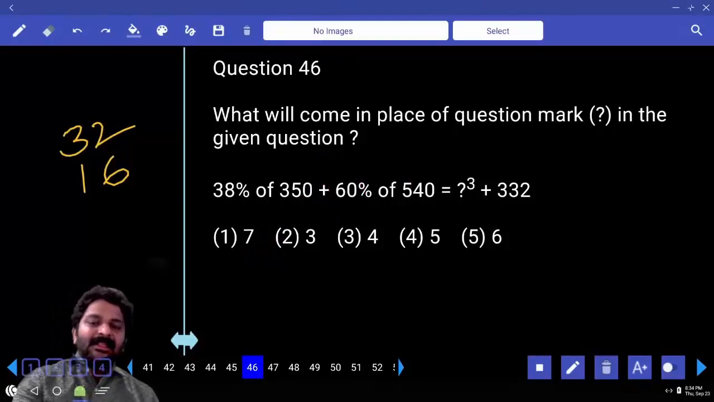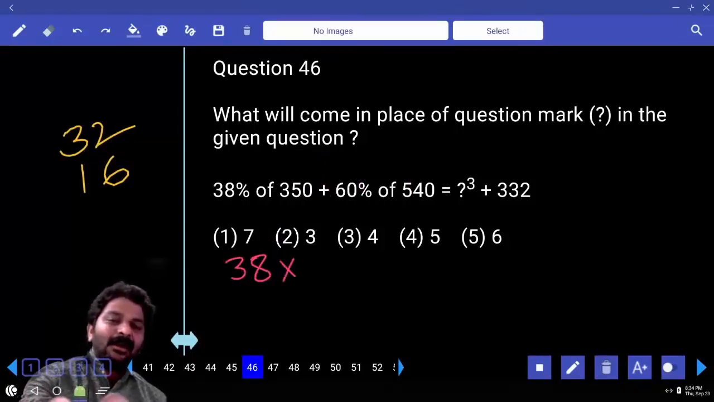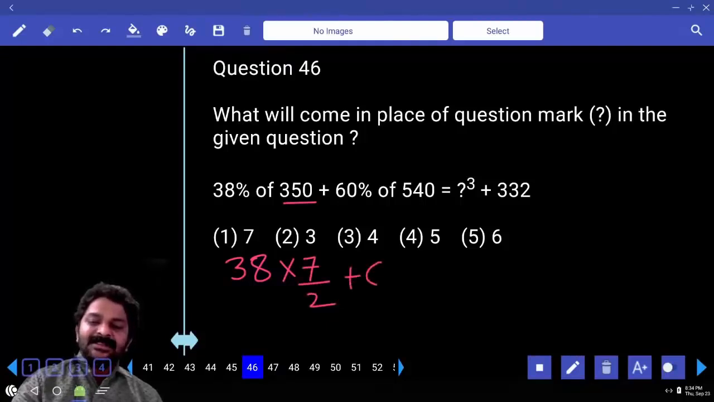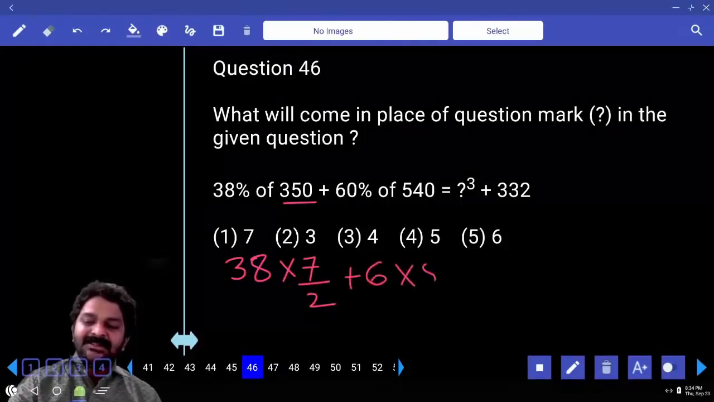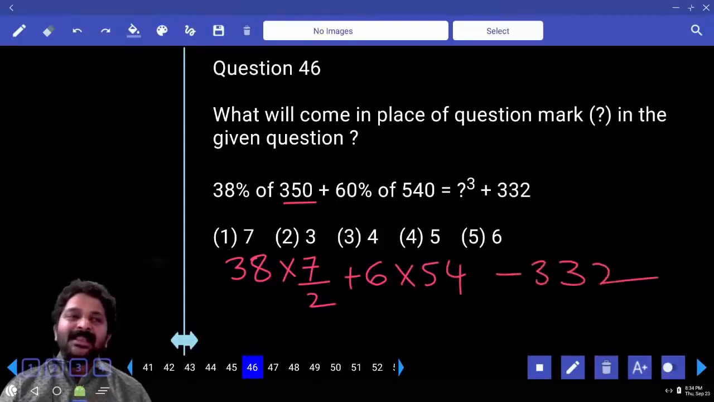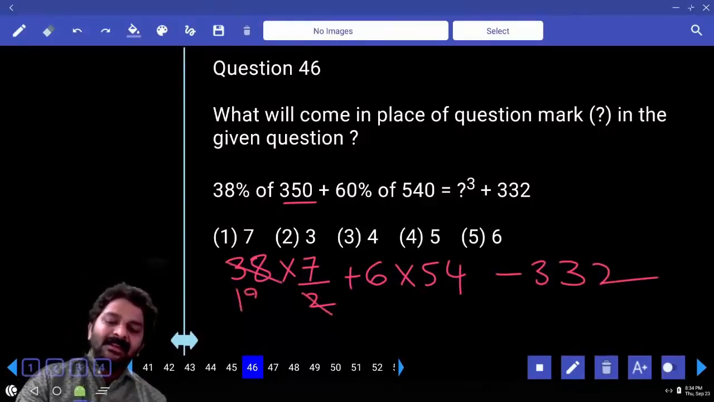Next. 38%. That means 38 into 1% value. How much is 1%? 3.5. Can I write it as 7 by 2 plus 60%? That is 6 into 10% value. Right hand side number 332 will come to left hand side and it becomes minus 332 only. 2 how many times? 19 times.